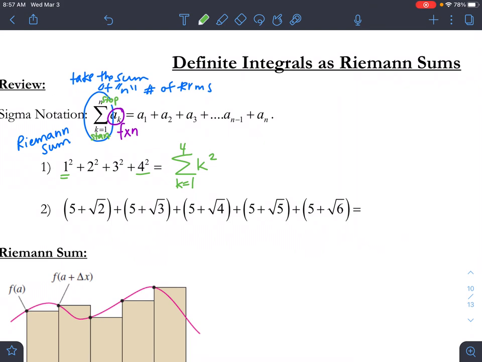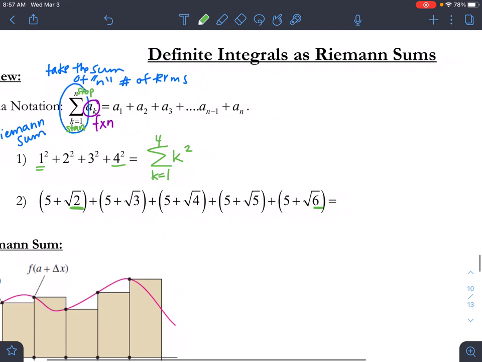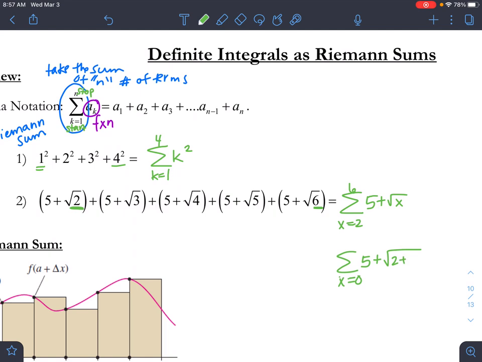Okay, how about 5 plus root 2, 5 plus root 3, 5 plus root 4, etc. There's a couple ways you could write this. You could say we start at 2 and go to 6. You'll notice it's 5 plus root of something; you could say x, you could say k, whatever it may be, and x starts at 2 and goes to 6. You also could say we start at 0. If x is equal to 0, how would I get 2? Well, that would be 5 plus root of x plus 2, and we only go up to 4. So notice they could be written different ways. Again, that's just a quick review for you guys.